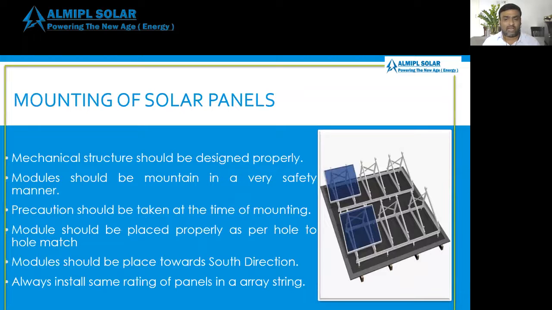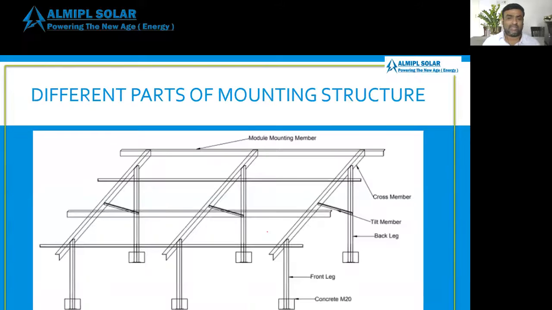For mounting of solar panels, mechanical structures should be designed properly. The module should be mounted in a very safe manner. Precautions should be taken at the time of mounting. The module should be placed properly as per bolt-to-hole match. The module should be placed towards the south direction. Always install some ratio of panels in an array triangle.